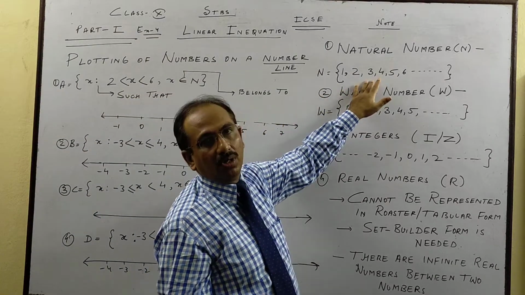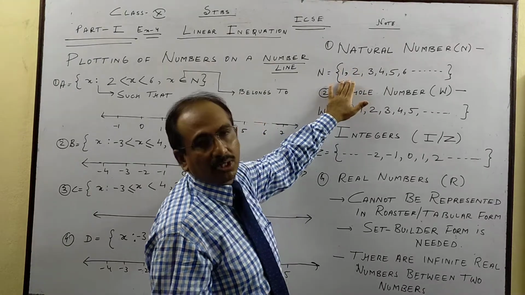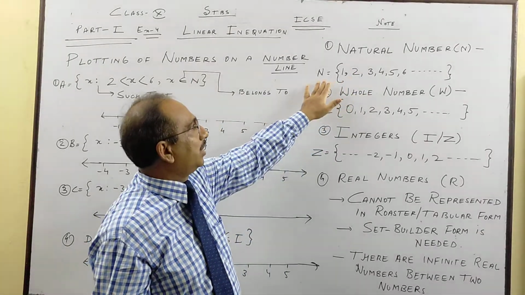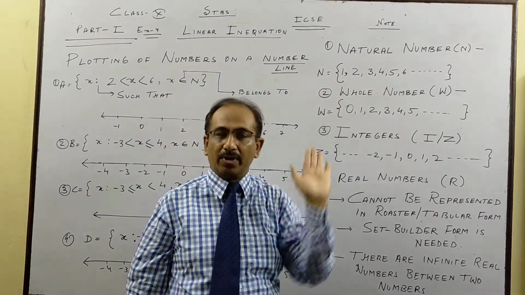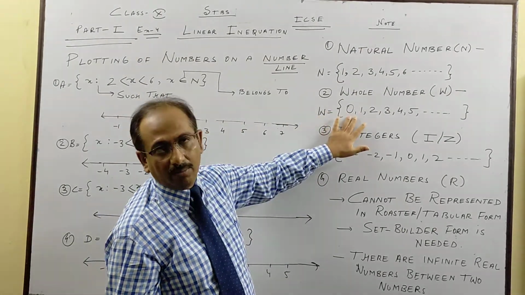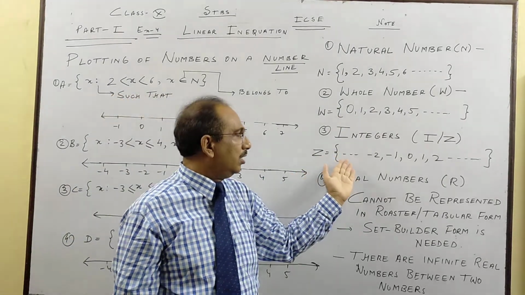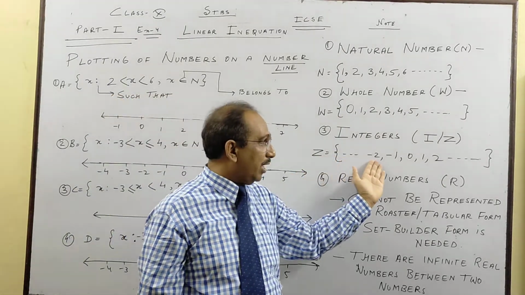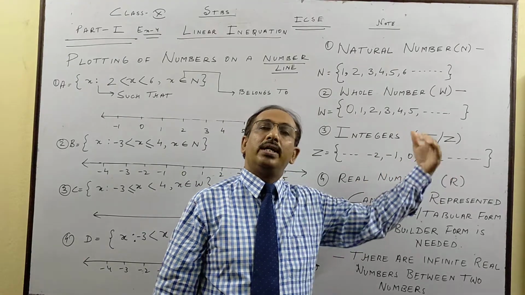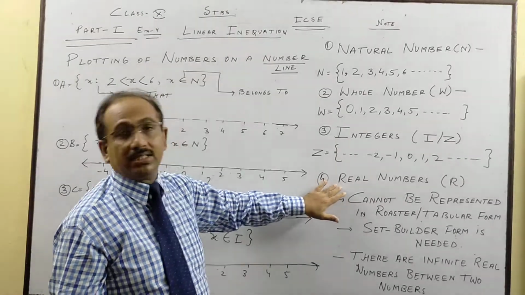First, as you all know students, our first thing is natural numbers, which are counting numbers. Counting numbers start from 1, 2, 3, 4, 5. When we include zero, that is whole numbers. Then we have integers, which start from negative infinity, minus 2, minus 1, 0, 1, 2, and go to positive infinity. Something very important is real numbers.